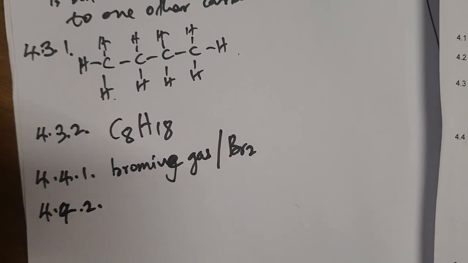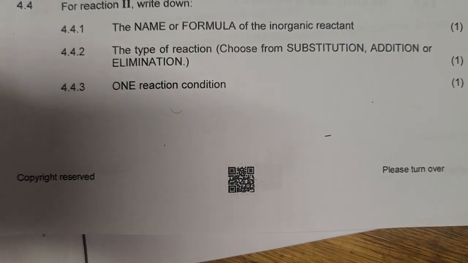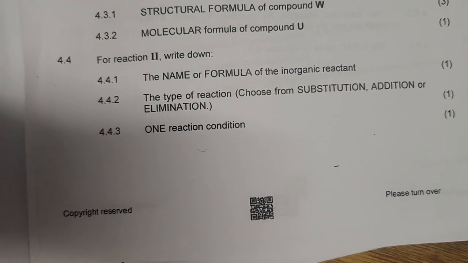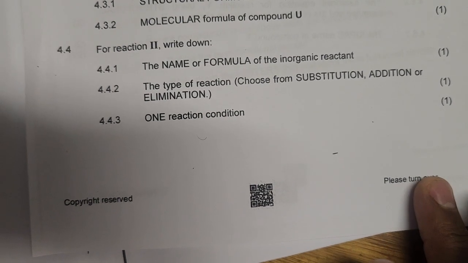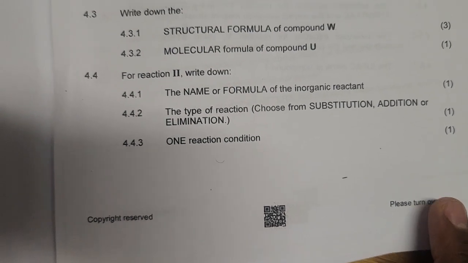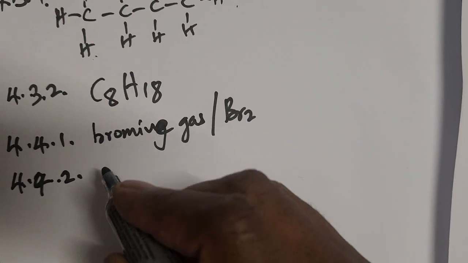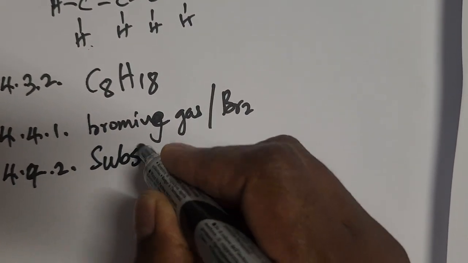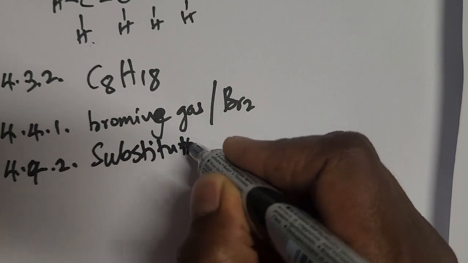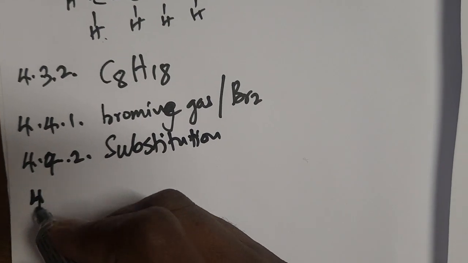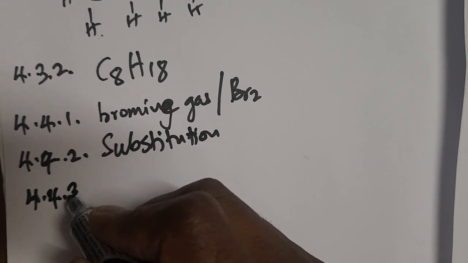4.4.2. Then they say in this one, write down the type of reaction. Choose from substitution, addition, or elimination. Good shot. We have already allocated that and said, oh, in our analysis, this is substitution. If you have already analyzed, you will be flowing in most of the questions here. That's the secret of mastering this section.